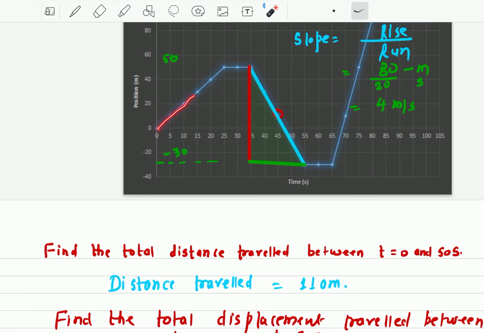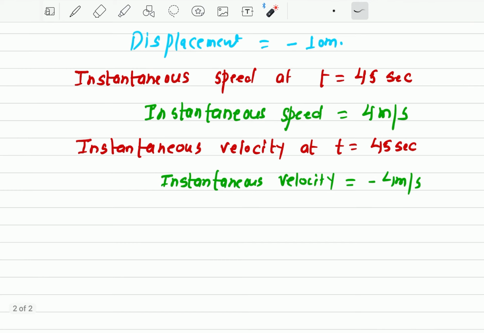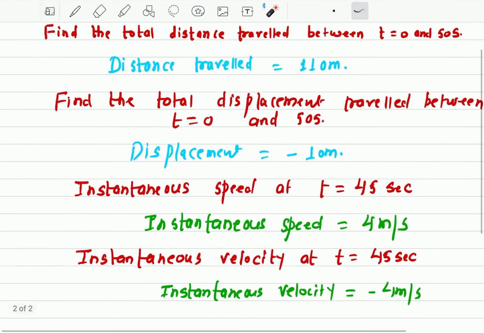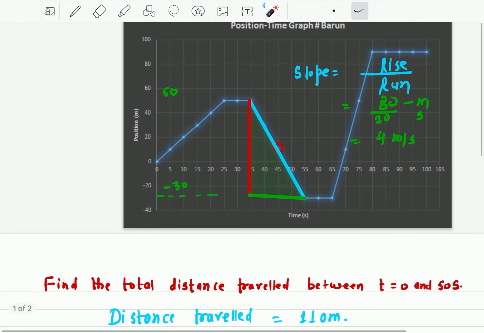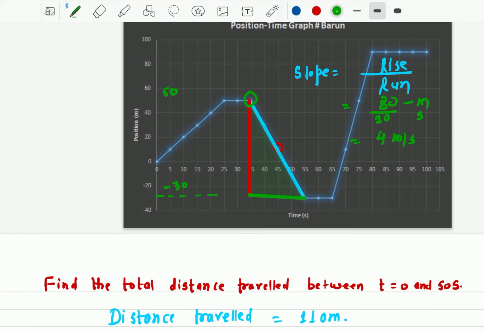So this is the positive slope and this is the negative slope here. All right, so that means the instantaneous velocity would be negative, or you can find out in a different way here too. So now let me find out how you're going to find out why it is a negative slope. So this is my initial position and this is my final position.